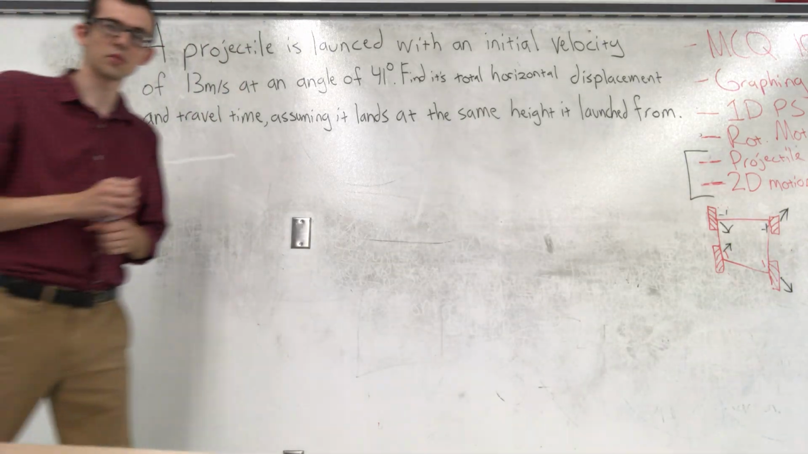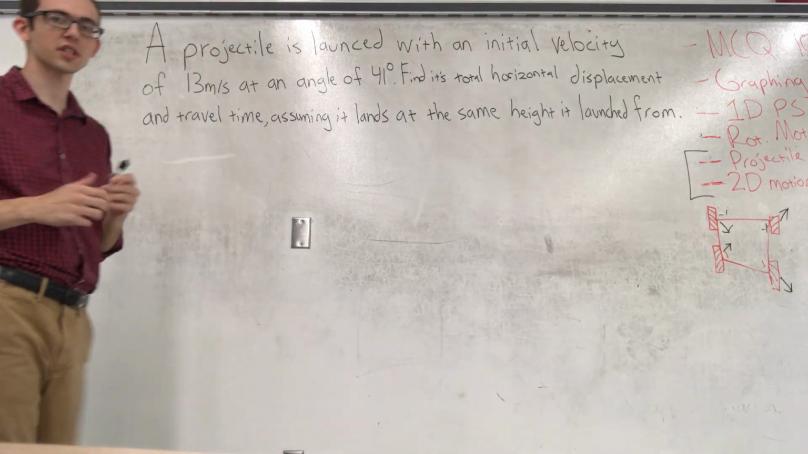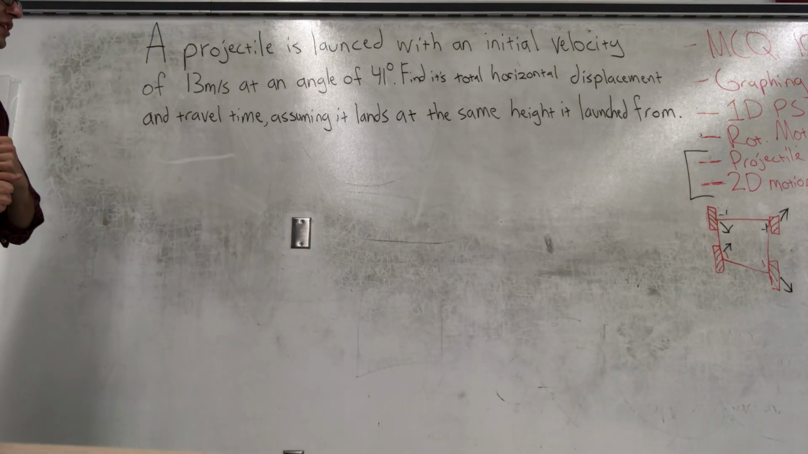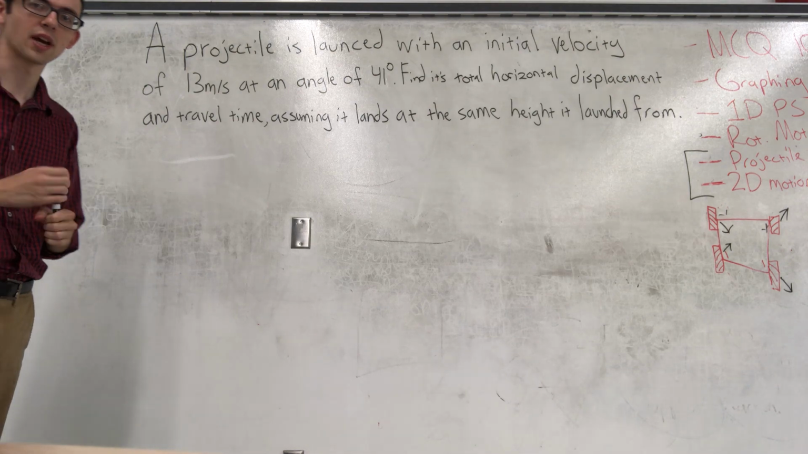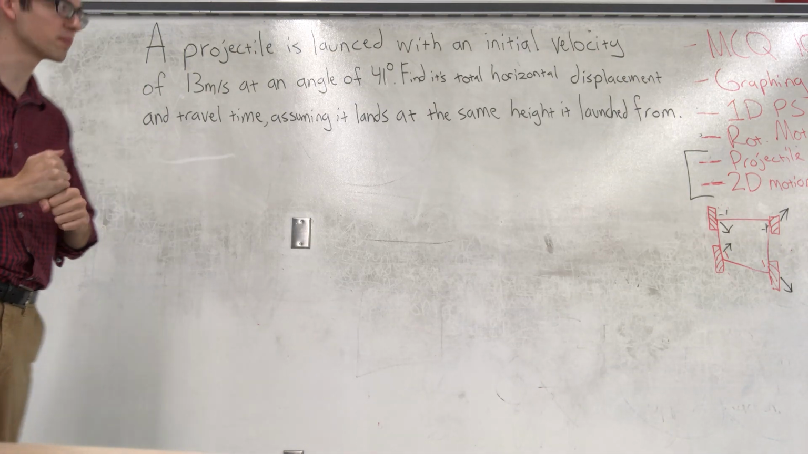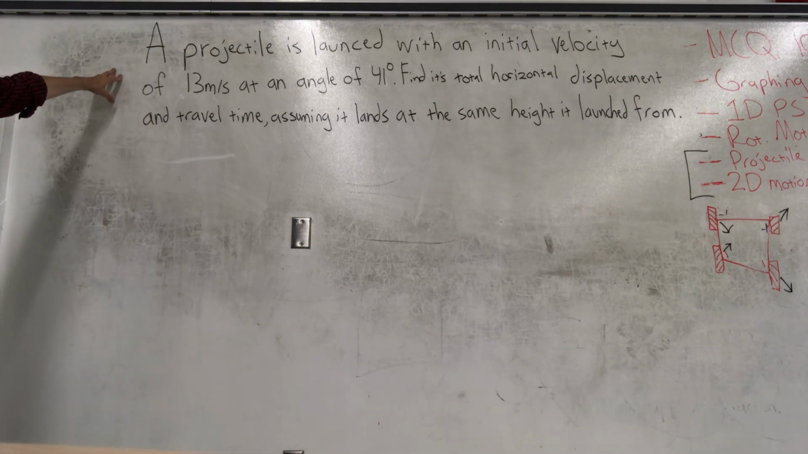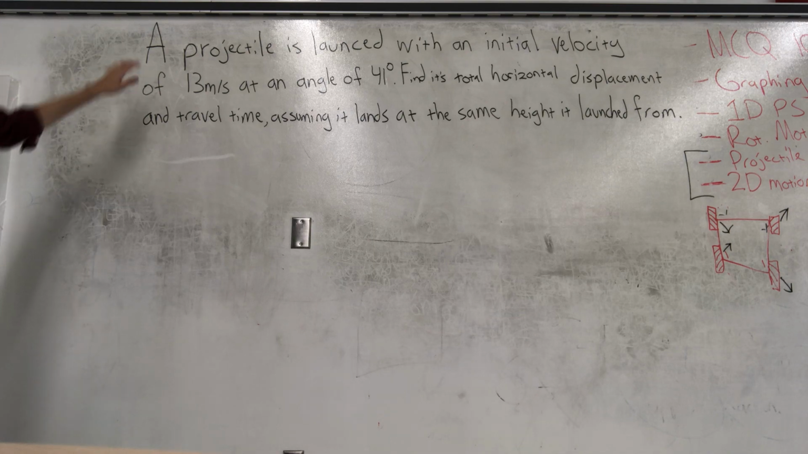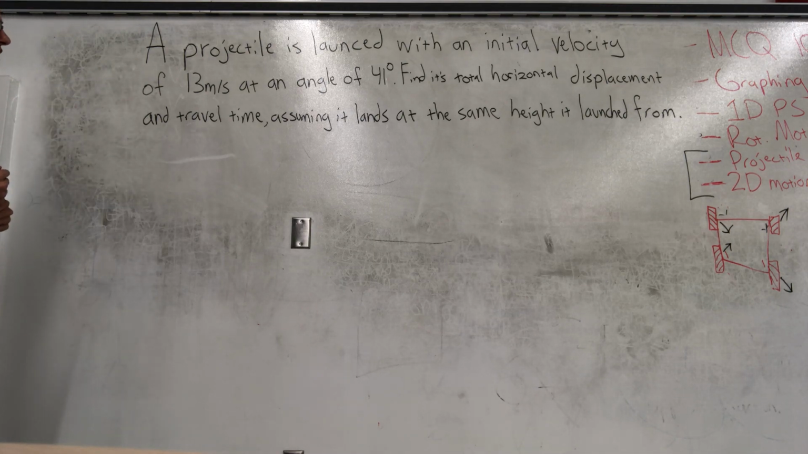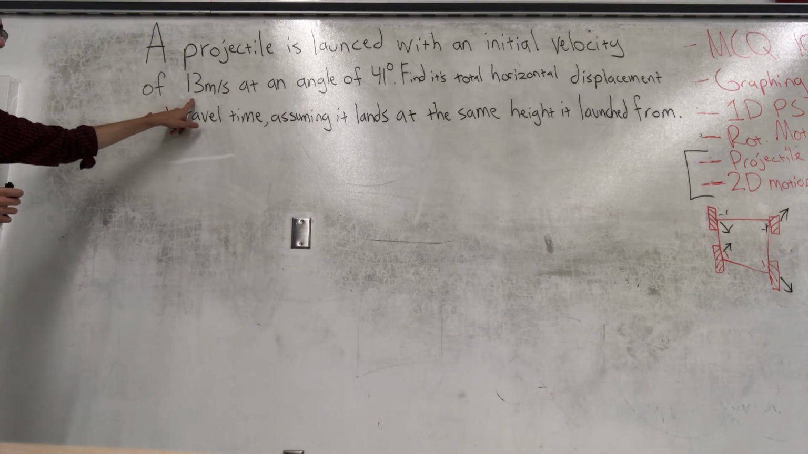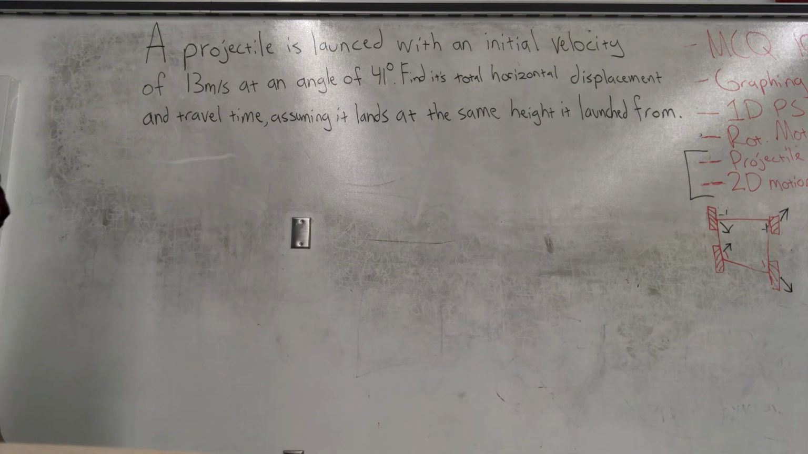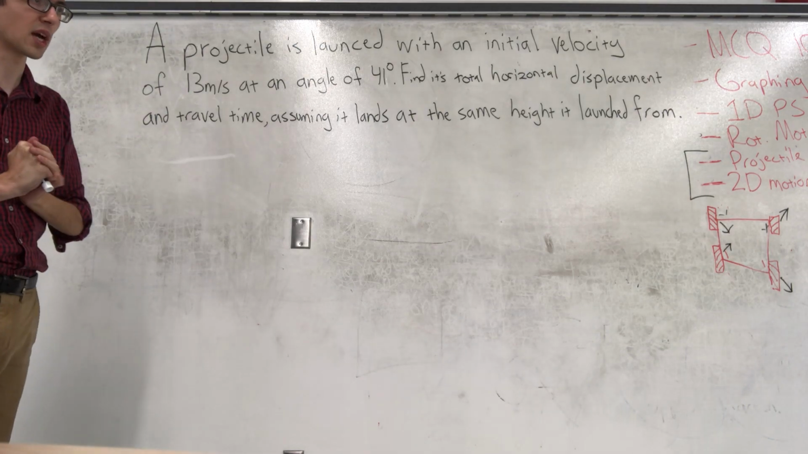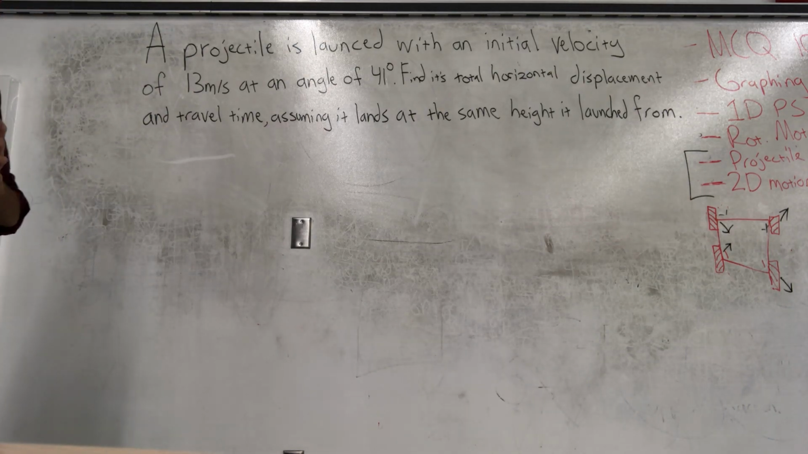Hey everybody, we are going to be working through a projectile problem, and this is the first of our two types. We'll do a projectile problem, and then we'll also do a 2D motion problem. Our projectile problem statement reads: a projectile is launched with an initial velocity of 13 meters per second at an angle of 41 degrees. Find its total horizontal displacement and travel time, assuming that it lands at the same height it was launched from.